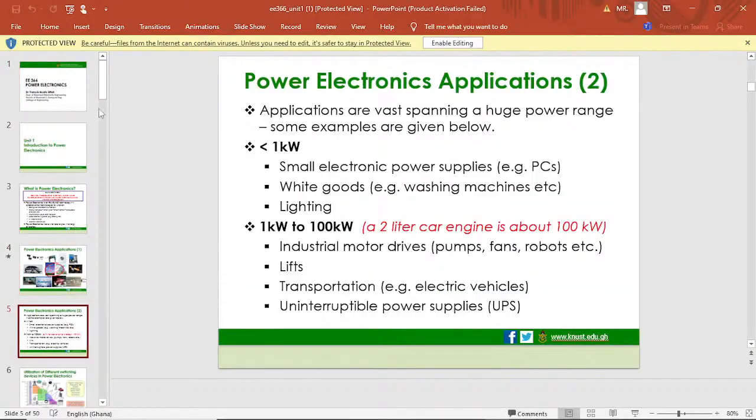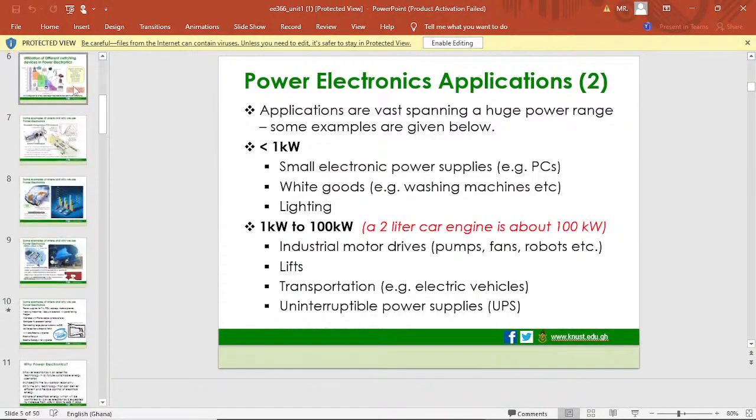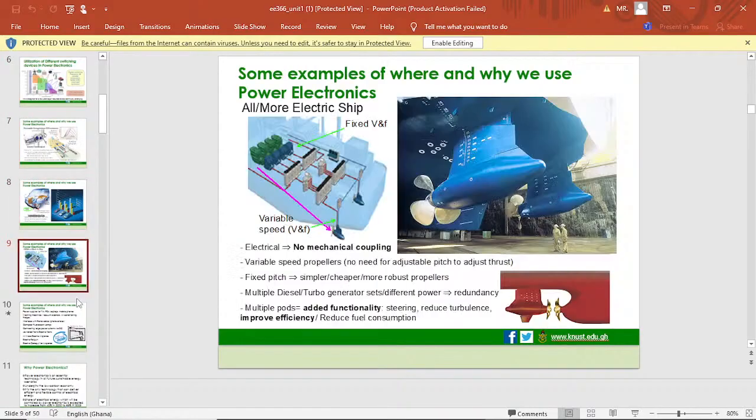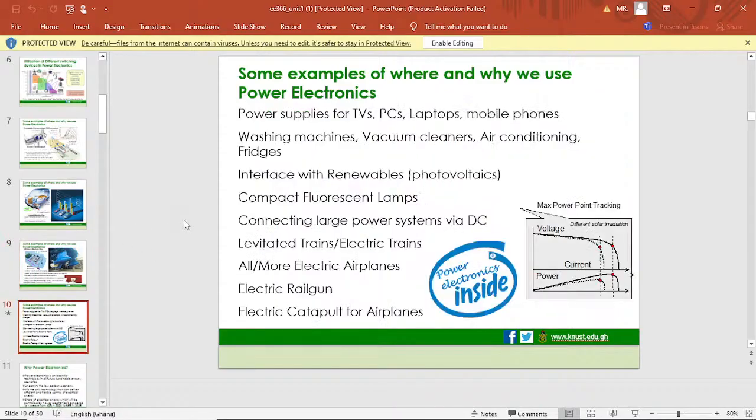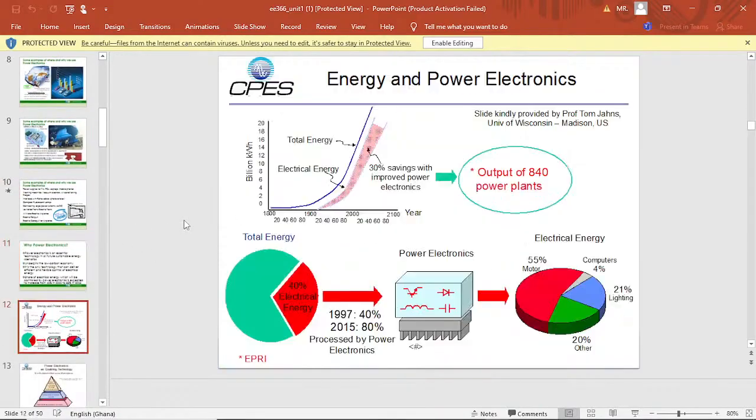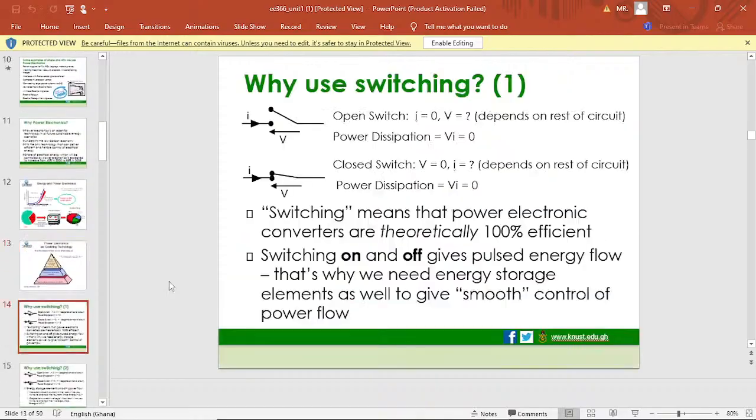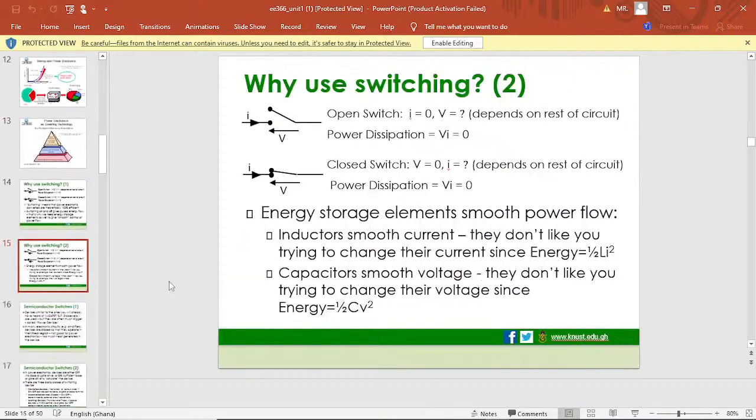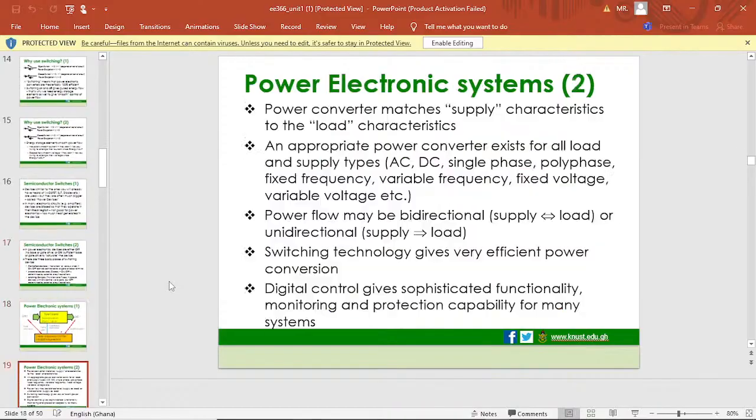So here, this part talks about why we're reading power electronics. Please take time to read all this. Here's what we're talking about: power electronic circuits take a certain power from the input and give it to the output, using switches and energy conversion devices, inductors and diodes. So take time to read. Here's why we are using switching.